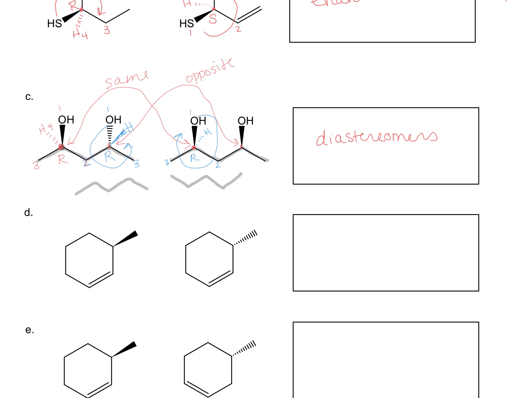It would be R, and then 1, 2, 3, hydrogen's in the back. This one would be S. So again, R to R, those are identical, and then R to S, those are opposite. So that is why that relationship is diastereomers.